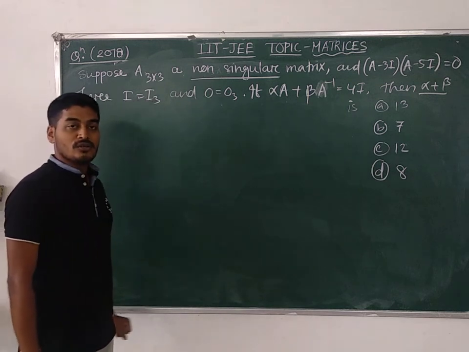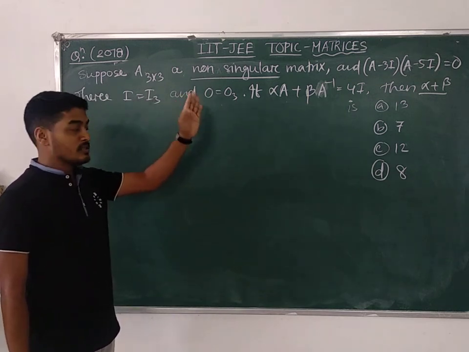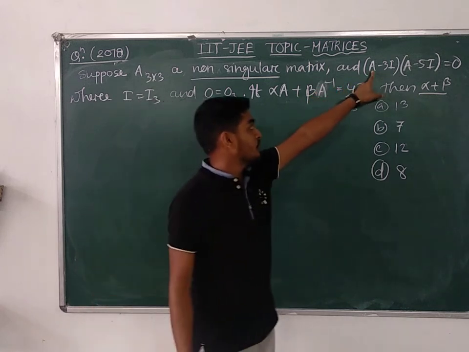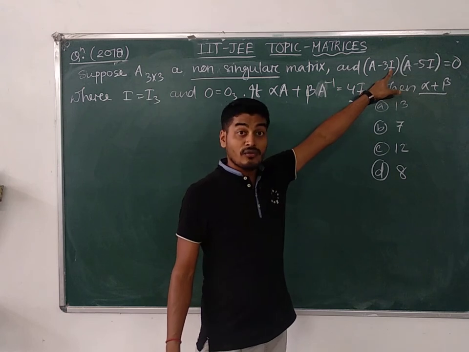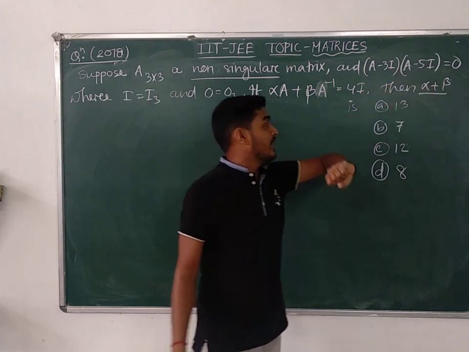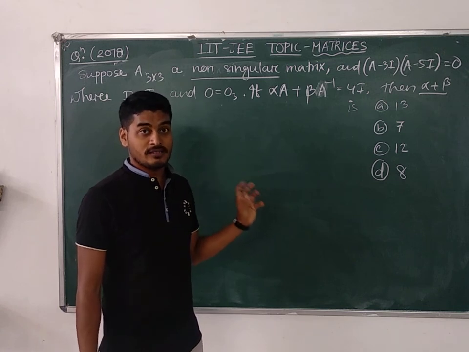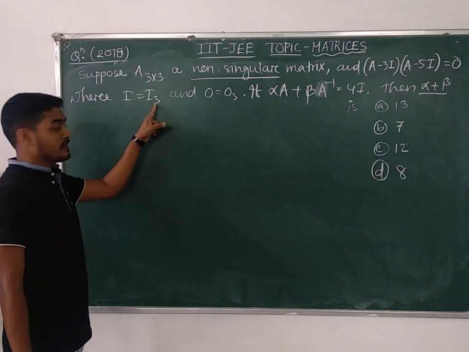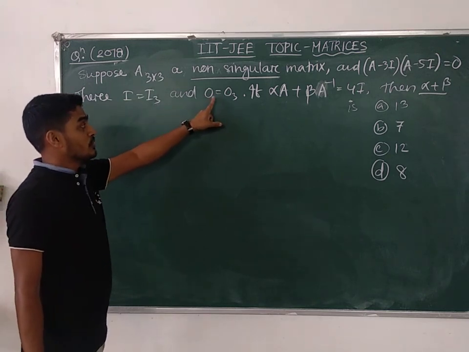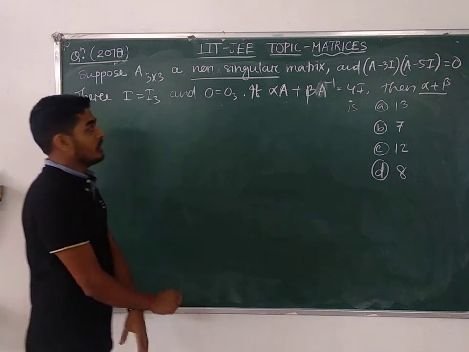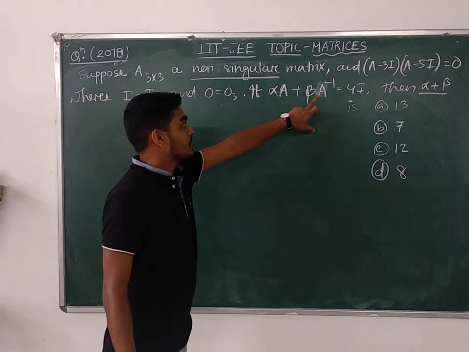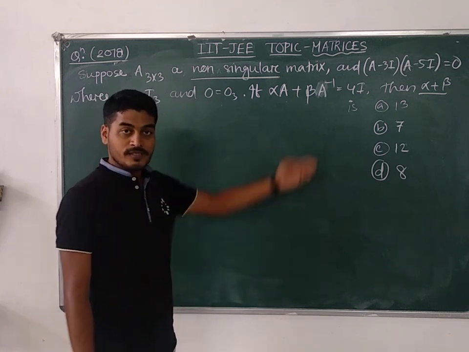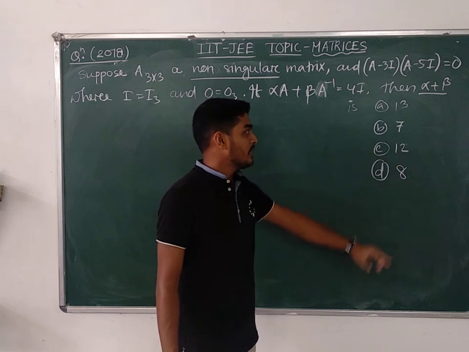matrix. I will try to explain the topic non-singular, what it is. And another condition is given: (A minus 3I) into (A minus 5I) is equal to a 0 matrix. If A is a matrix of order 3 by 3, then obviously the identity matrix is of order 3 by 3. It is given I is the identity matrix of order 3, and O is the zero matrix of order 3. Then if alpha A plus beta A inverse is equal to 4I, you have to find the value of alpha plus beta. Four options are given: 13, 7, 12 and 8.